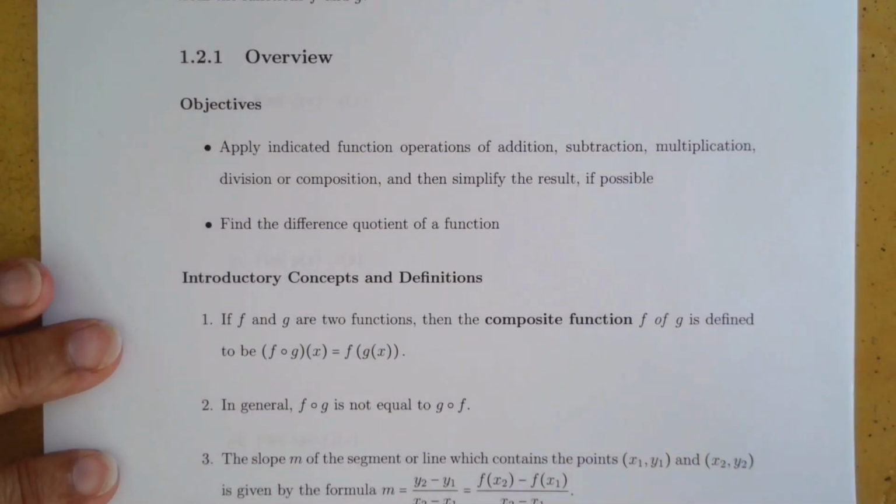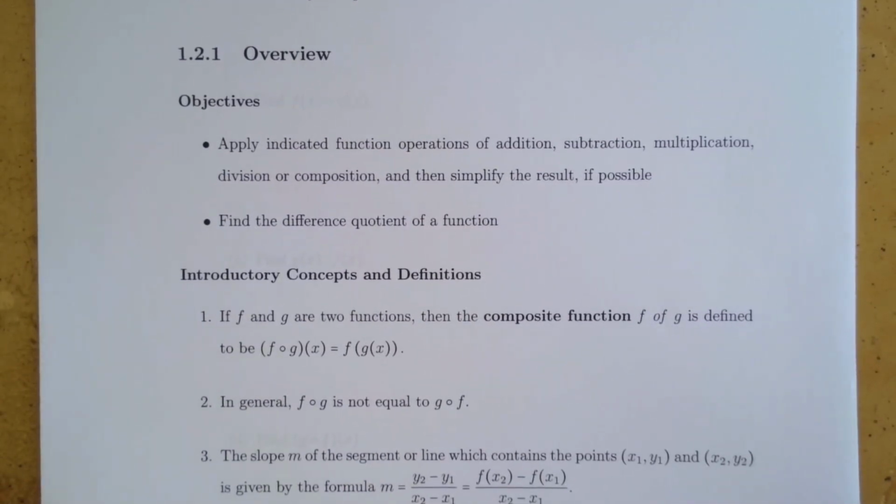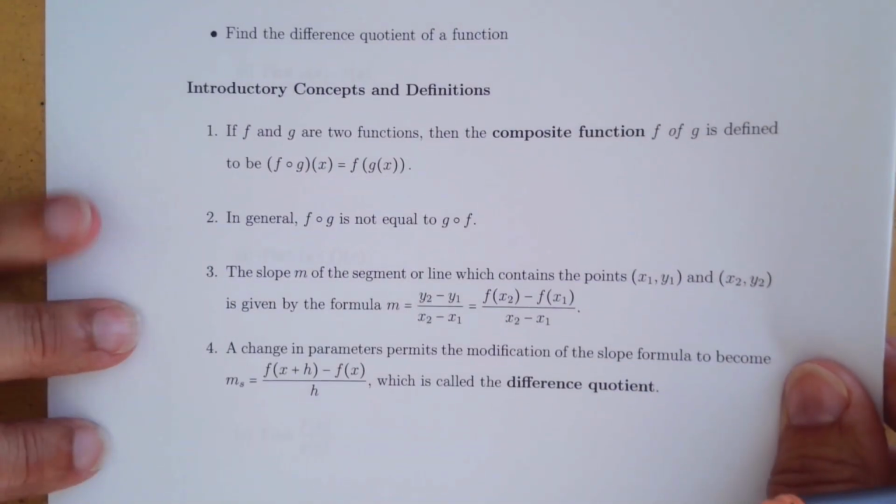All right, so looking at what we're going to do today, we're going to apply the indicated function operations of adding, subtracting, multiplying, dividing, or the composition, and then we're going to simplify the result if possible. That's number one thing we have to do. And then we're going to look at what we call the difference quotient. So you guys are going to start looking at being able to find, when you're asked, the difference quotient, which is a formula we use, but it has to deal with working with combining functions. All right, so your concepts and definitions for today are listed up here.